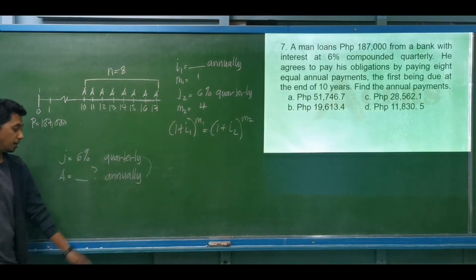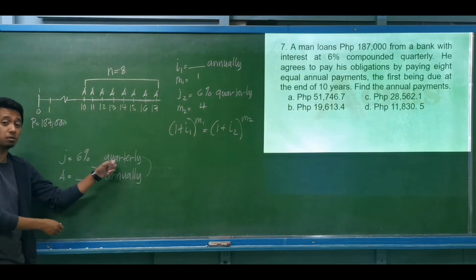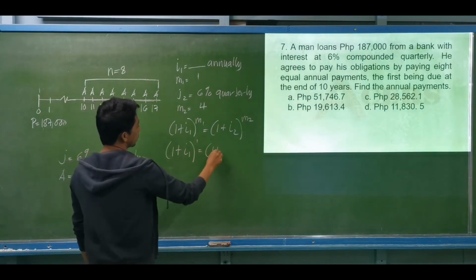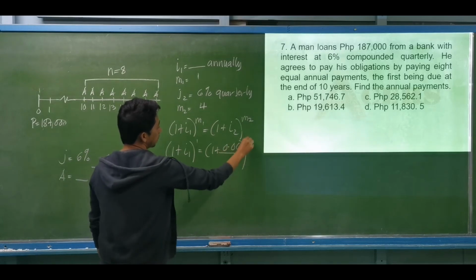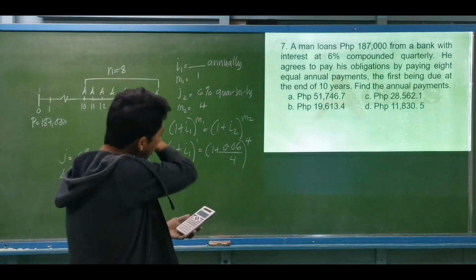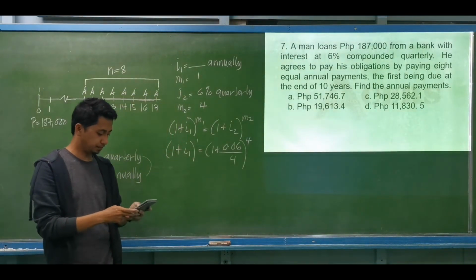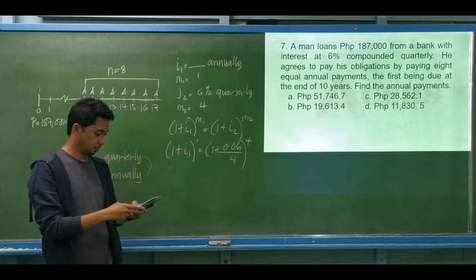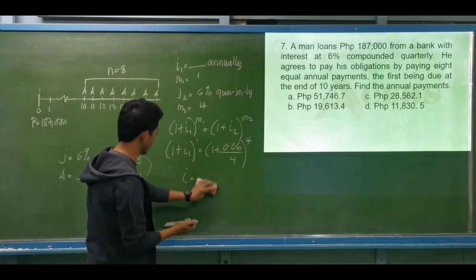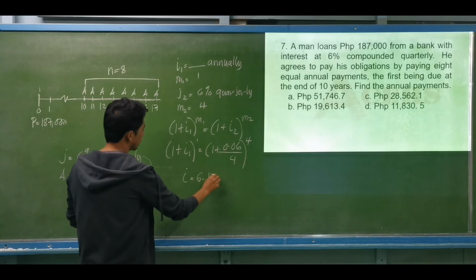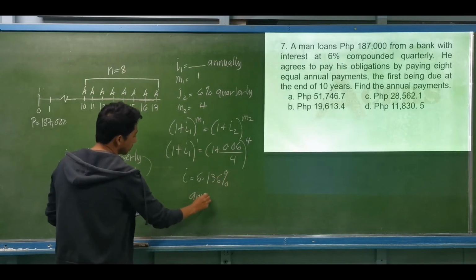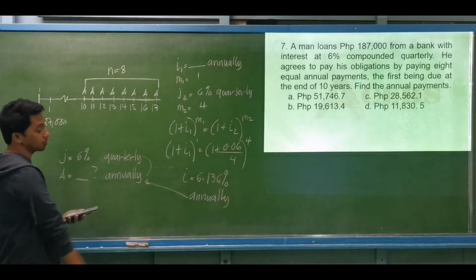So why do we need to convert? Again, the payment is annually. You should use a rate that is also compounded annually. So we have 1 plus I sub 1 raised to 1 is equal to 1 plus 0.06 divided by 4, compounded quarterly, raised to 4. By computing for the equivalent rate compounded annually, we have I equal to 6.136%. This is already compounded annually. That will match the mode of payment.